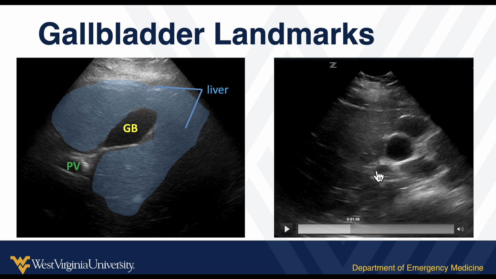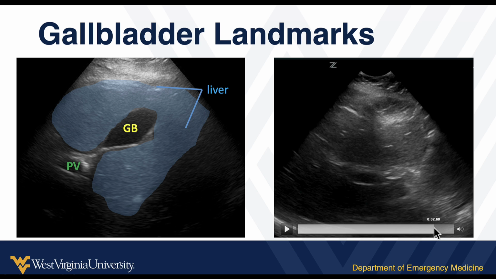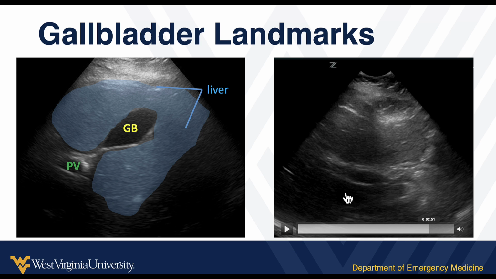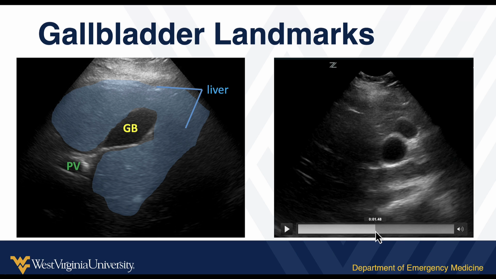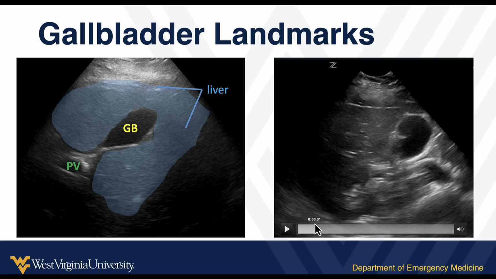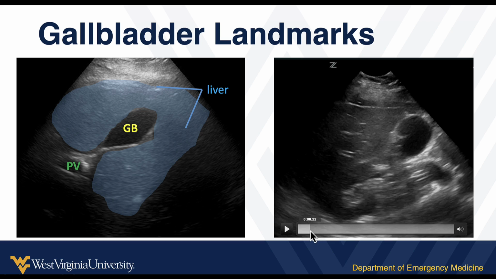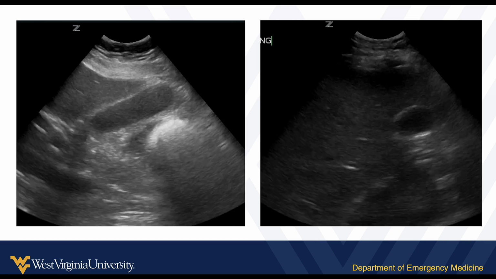So here's the portal vein. We see these other little tubular structures nearby, and we get it into a long axis view here. So portal vein, and we want to image the gallbladder from portal vein through the neck all the way up to the fundus, and we want to see the fundus fully disappear to make sure we've imaged the entire gallbladder. Here are a few more examples.